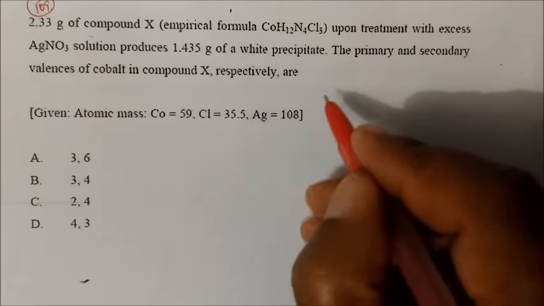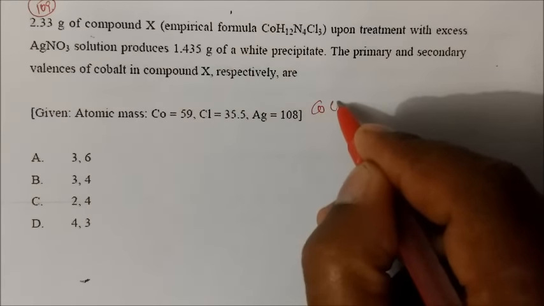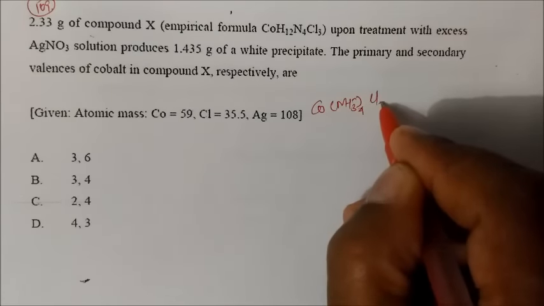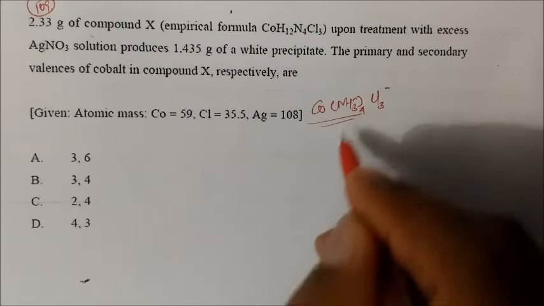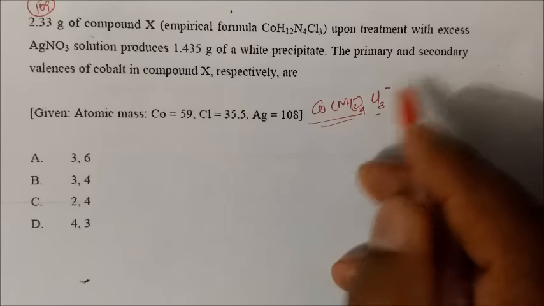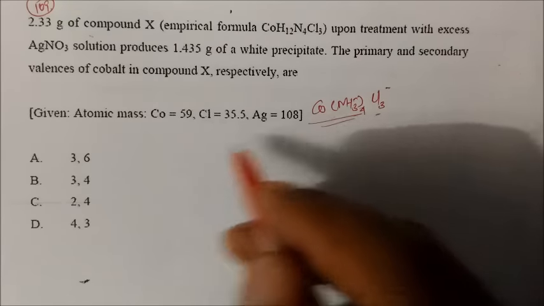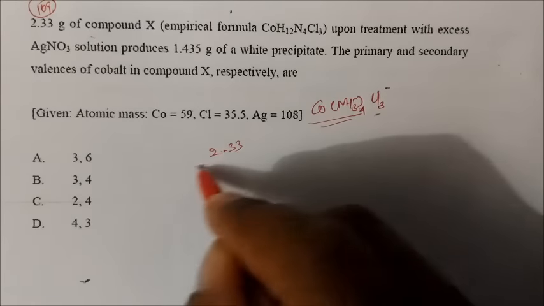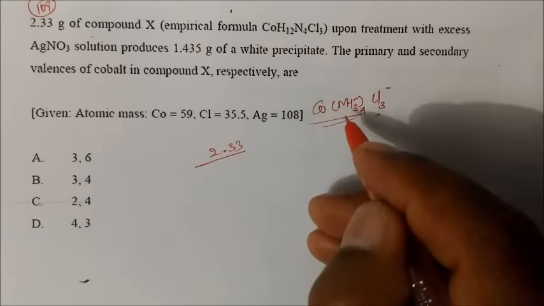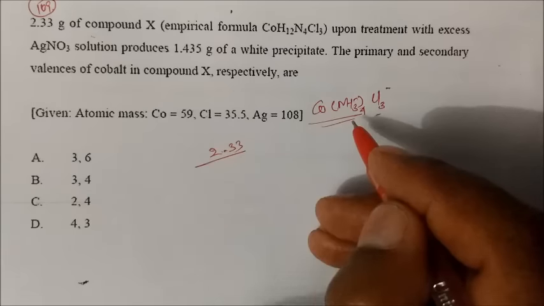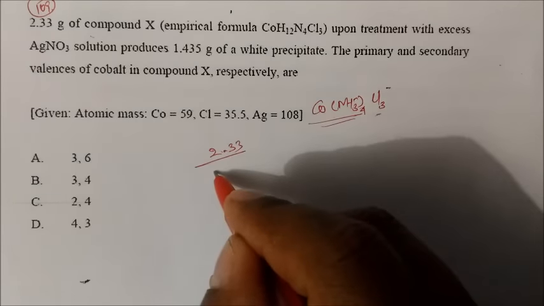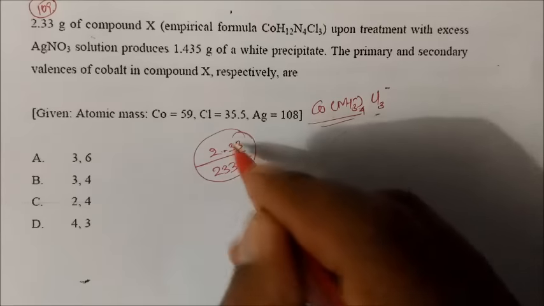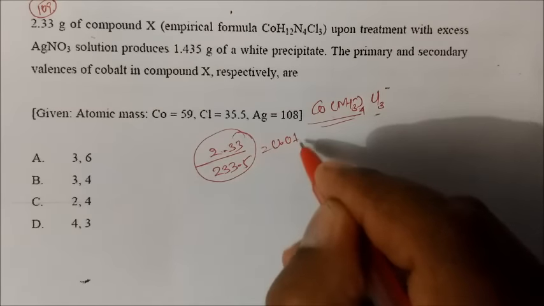So if you see carefully, this compound is nothing but Co(NH3)4 and this is Cl3. So we have to find how many Cl is going to precipitate. So this compound is given 2.33 gram. And if you take the molar mass of this compound, if you calculate, it will come about 233.5 gram. So this is nothing but 0.01 mole.